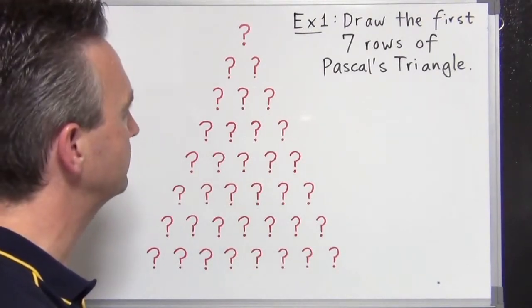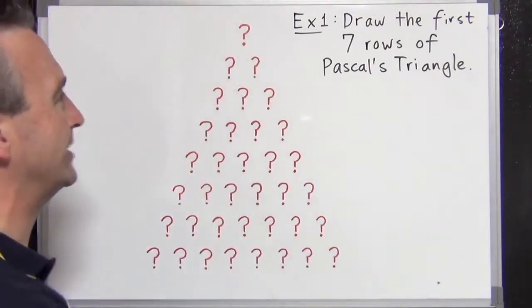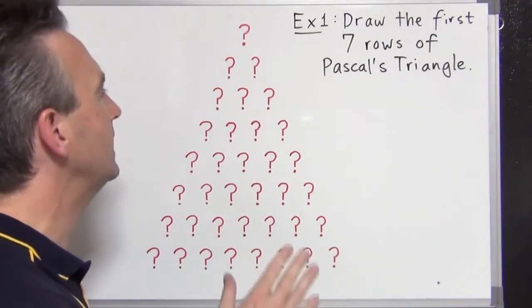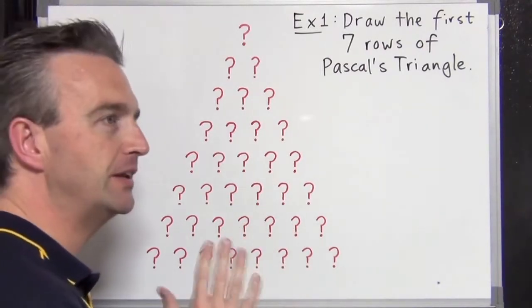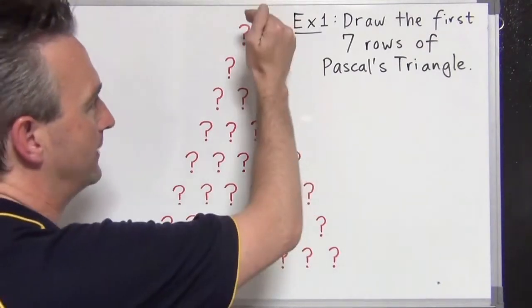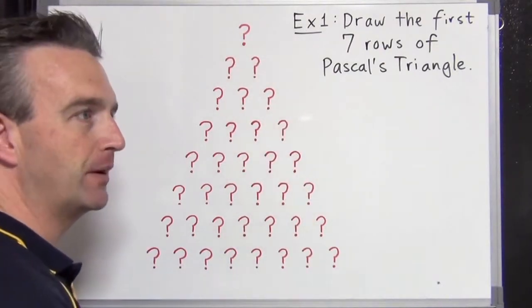So let's give it a try. Pascal's triangle looks like this, okay? It is a big triangle full of numbers. It looks like a giant Christmas tree, doesn't it? I have question marks here because I haven't put the numbers in yet. That's what we're going to do. But for the moment, all you need to know is that the first row is going to have 1 number, and each row as you go down gains 1 extra number, okay?